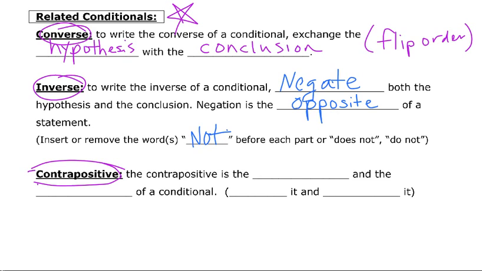So next, the last one is contrapositive. The contrapositive is the converse and the inverse of a conditional. So we have to negate it and flip it.